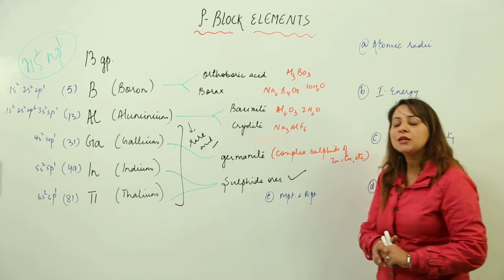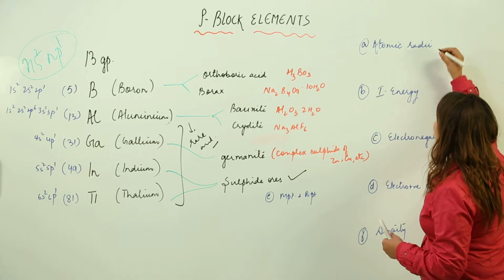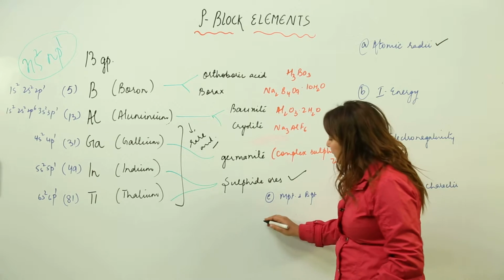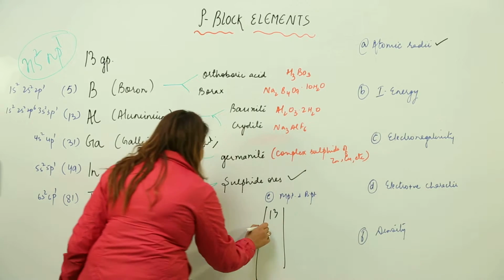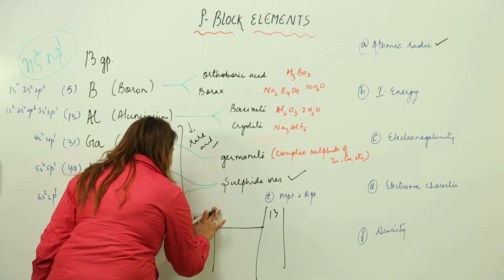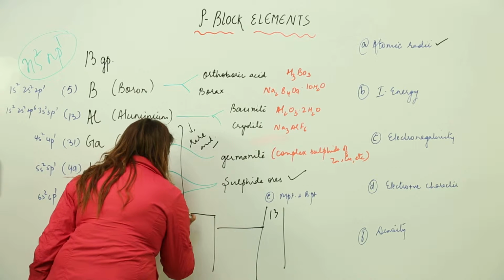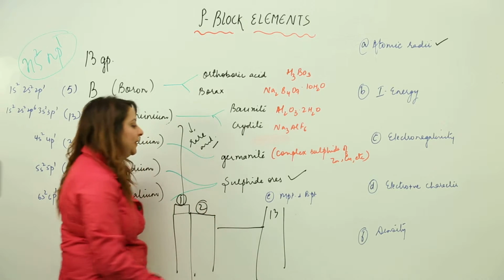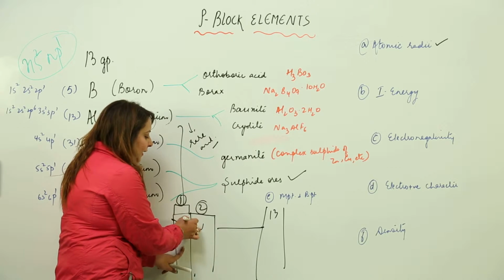Now let us start with the physical properties. The first property we are going to discuss is the atomic radii. Suppose this is group 13, and this is group 1 and group 2. That means we will be comparing group 13 with the alkali and the alkaline earth groups.